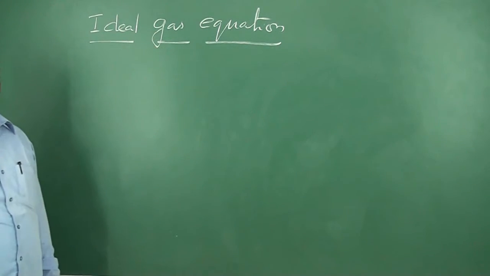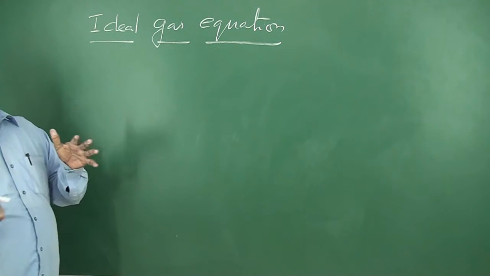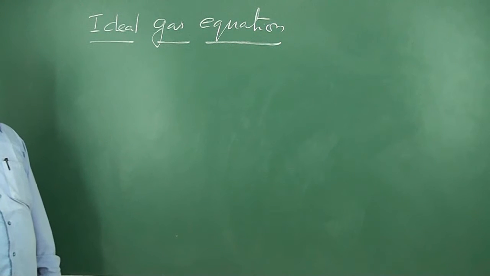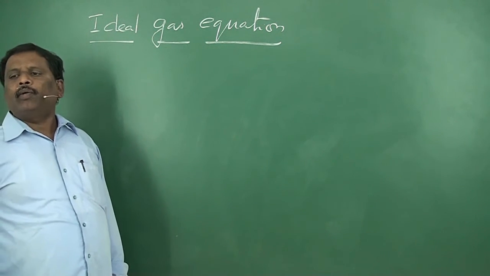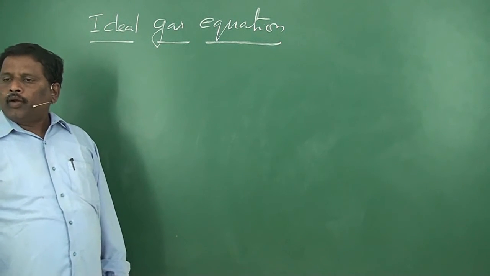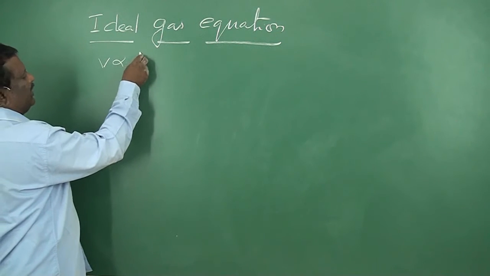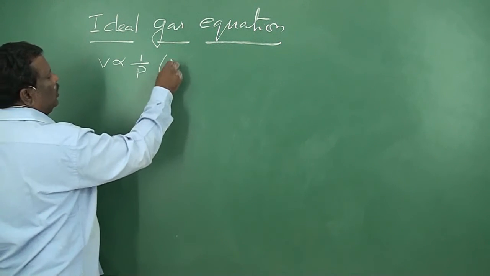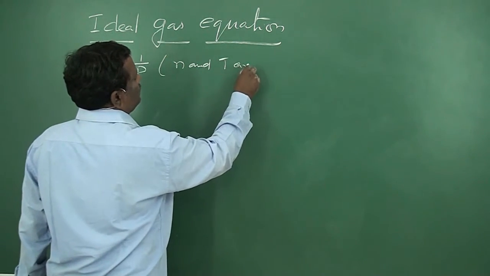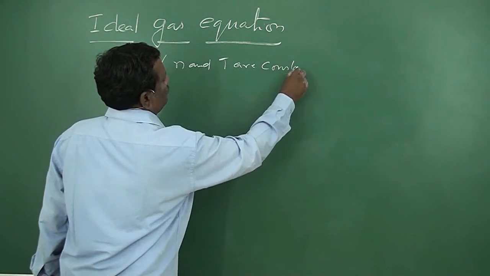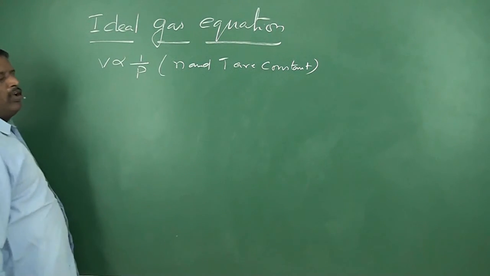Ideal gas equation. This is a combination of all the three gas laws which we have already discussed. That is Boyle's law, Charles' law, and Avogadro's law. Now, according to Boyle's law, the volume of a given mass of gas is directly proportional to 1 by P, where small n and T are constant. This is according to Boyle's law.